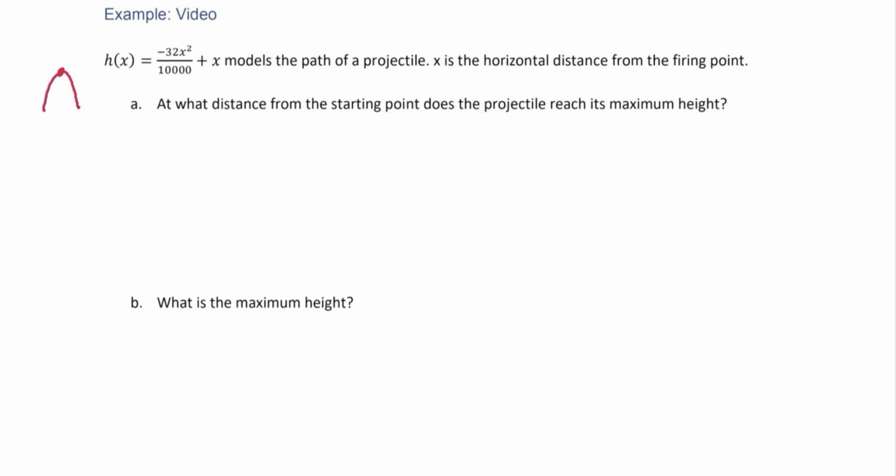To find the vertex, the maximum of that quadratic, we use x equals negative b over 2 times a. In this case, b is 1. Then we have 2 times a. a is the fraction negative 32 over 10,000. Simplifying this, we get 156.25.